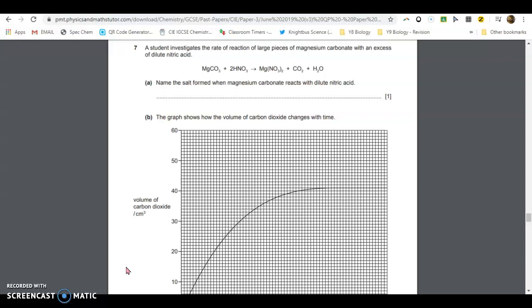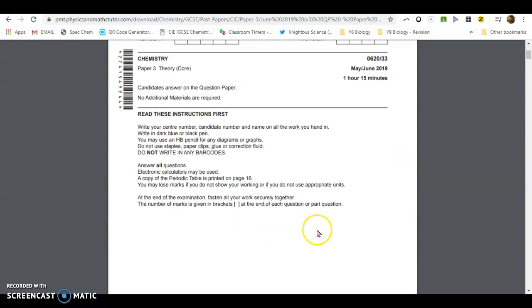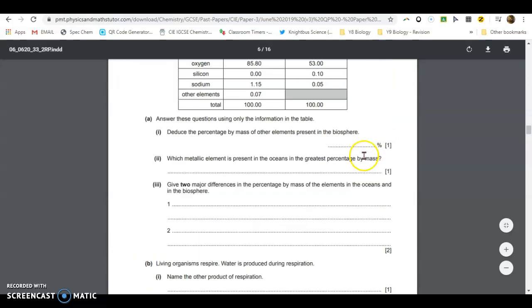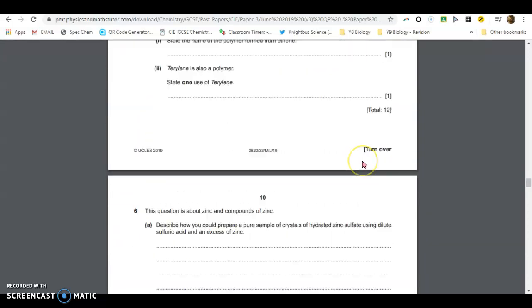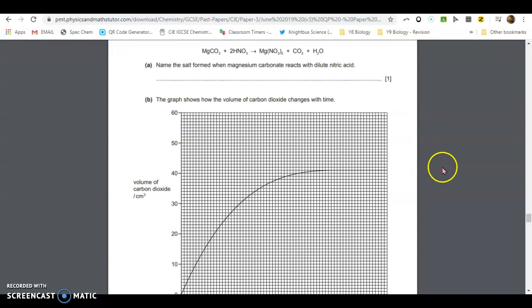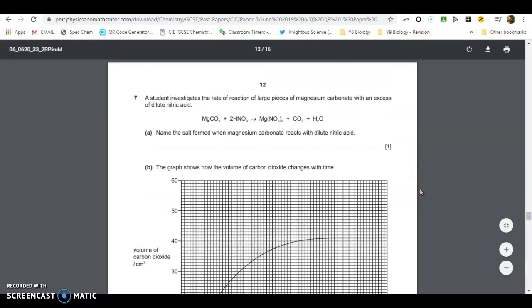And here's an example. So this is actually question 7. This was from June 2019. It's paper 3, it's core, so it's supposedly a more straightforward paper. It only takes you up to the C grade. And we need to make sure that we get these fundamentals in place.